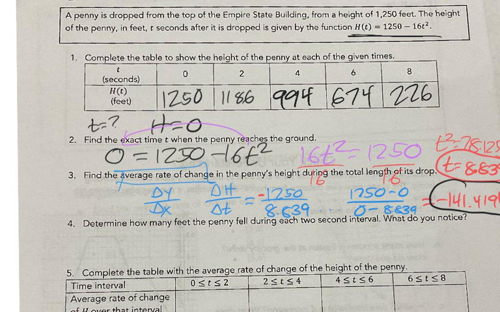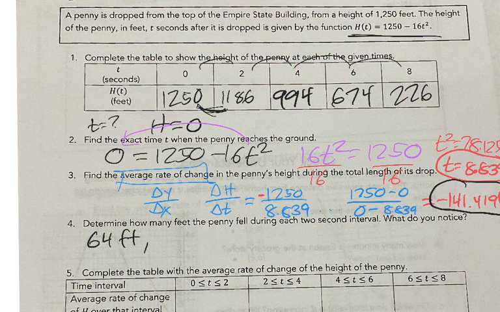So we're doing equal changes in the input. You see how every one of these is plus 2, plus 2, plus 2? Now let's see, do we have equal changes in the output? How much did we change to go from 1250 to 1186? 64. I said 1189, but it should be 1186. So it fell 64 feet in the first 2 seconds. Was that faster or slower than the average rate of change? Slower.